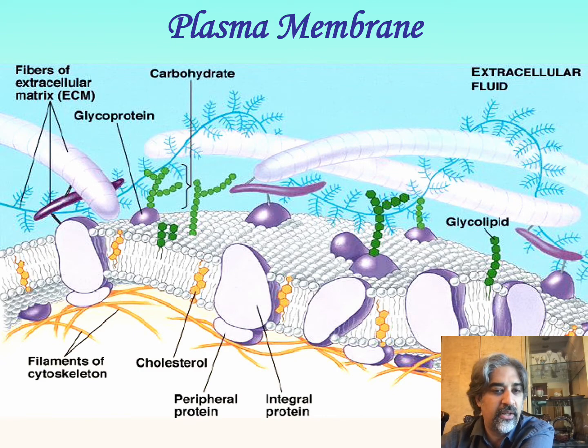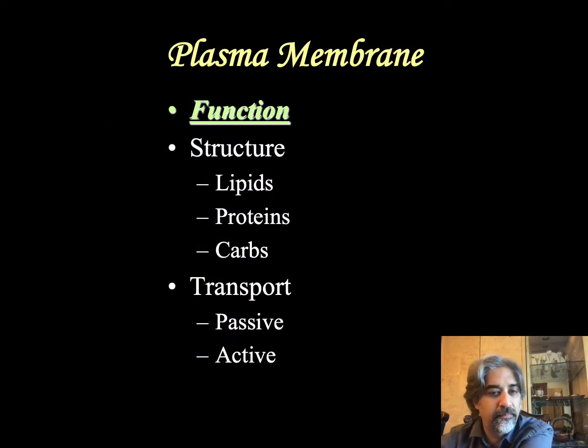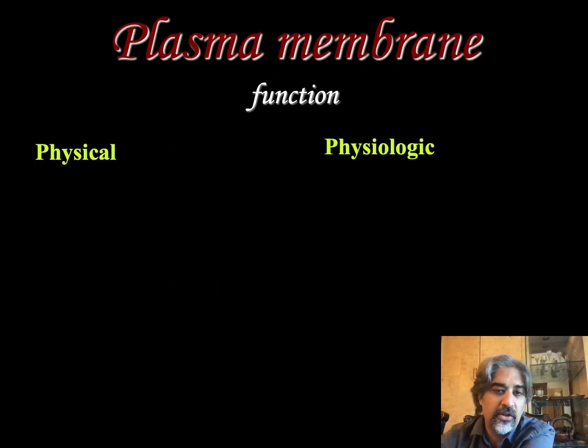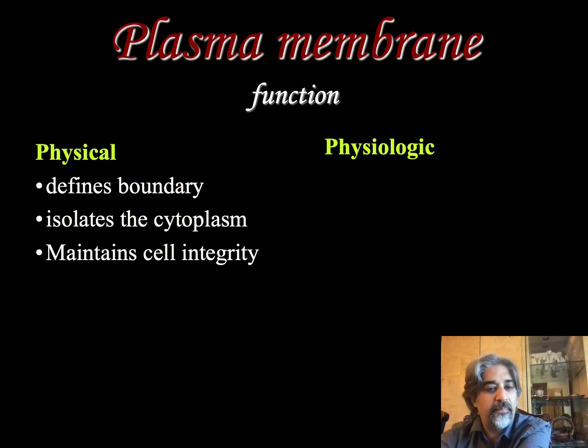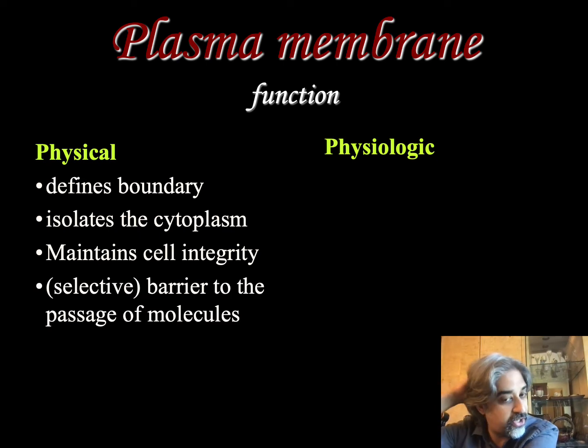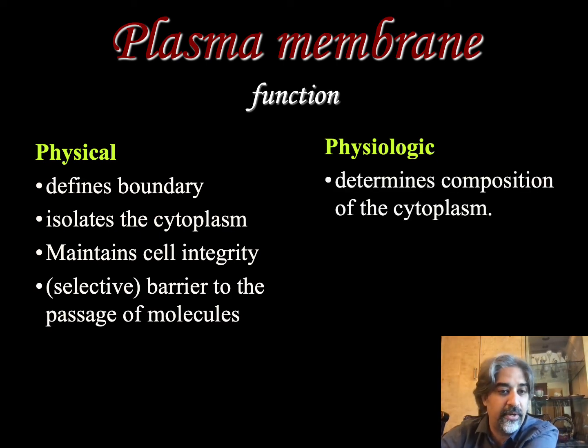When you first look at the plasma membrane, it may look a little bit overwhelming. Let's talk about function first. It has a physical function and a physiologic function. The physical function is that it defines a boundary and it isolates the cytoplasm from the extracellular areas. It maintains the cell's structure and integrity and selects which things will get through the membrane.